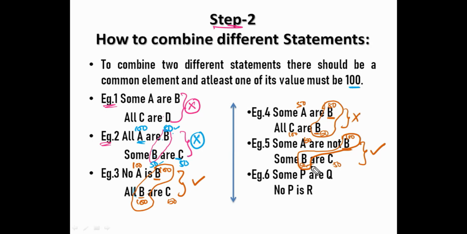Next, see the sixth example. What are the values? Some means 50 and 50. No means 100 and 100. So what is the common element? P is the common element. At least one value is 100. Yes, one value is 100. So we can combine these two. What is the result? We'll see that later. We can combine these two means indirectly we can get a conclusion from Q to R.